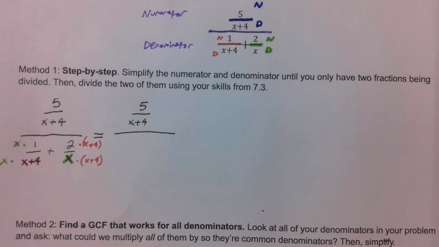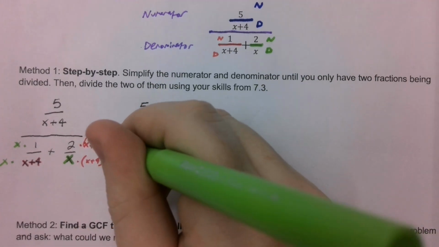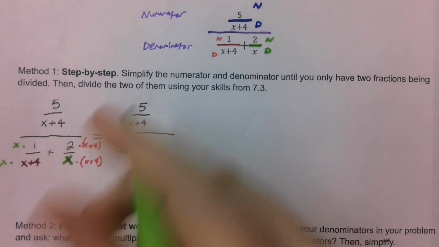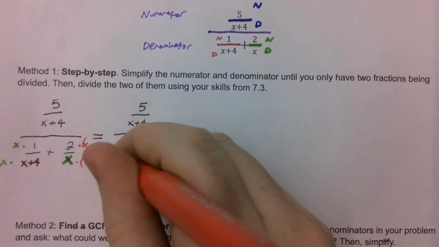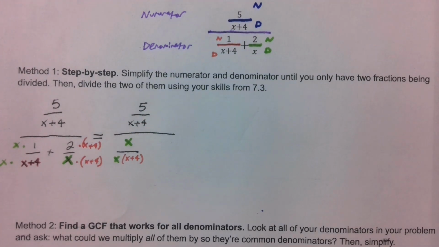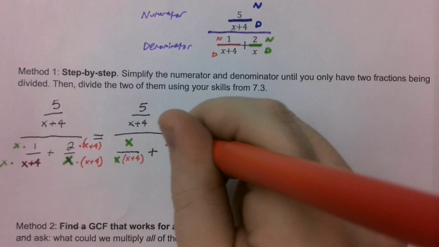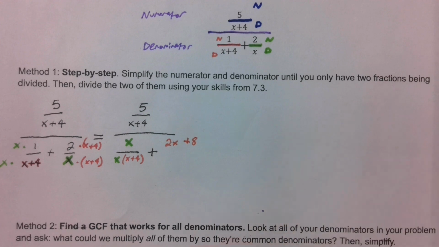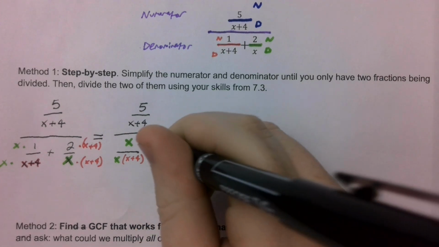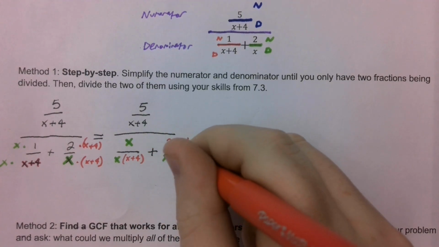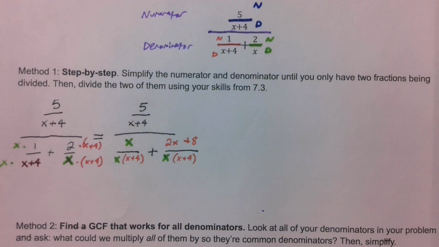What this results in is our denominator becomes x over, I'm going to write this out in the right colors, x times x plus 4, and 2 times x plus 4 we can kind of do in our head, because we know that 2 times x is 2x, 2 times 4 is 8, so it's 2x plus 8 over that same denominator, x times x plus 4. And now we can just add and simplify like normal.